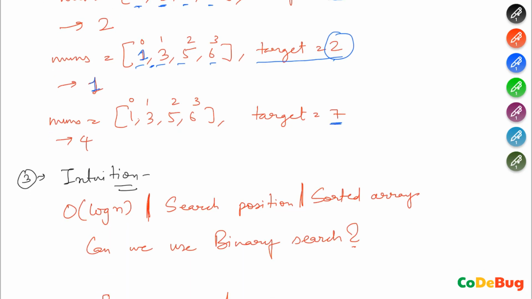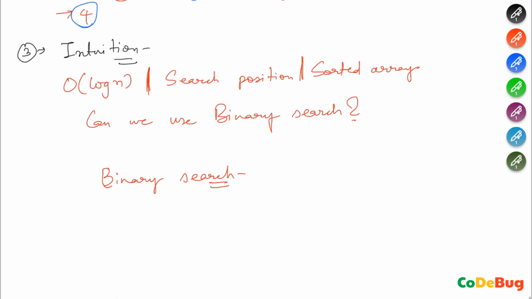And the target is 7. In this case, where will we insert 7? After 1, 3, 5 and 6. After 6, we will insert 7 in the correct order, and the position of 7 would be somewhere here, which is 4. Okay, so this is what the question is.